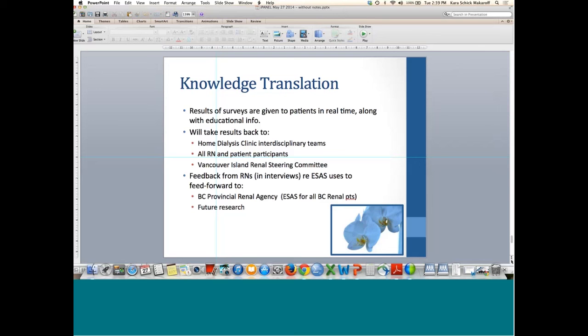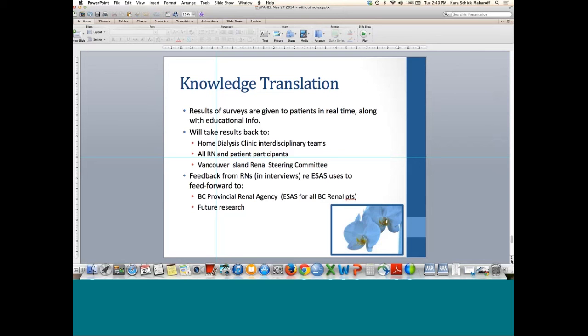When the study is done and we've completed the analysis, or even, I guess, partially through, we can't wait to the very end, we'll be taking the results back to the home dialysis clinic teams, which are interdisciplinary. We'll certainly be reporting results, likely in person to the RNs, but also we will send them information as well as to all patient participants who said that they wanted the information. And at the beginning of the study, before I even started collecting any data or viewing ethics, actually, I presented to the Vancouver Island Renal Steering Committee, so I'll go back to them to take the results.